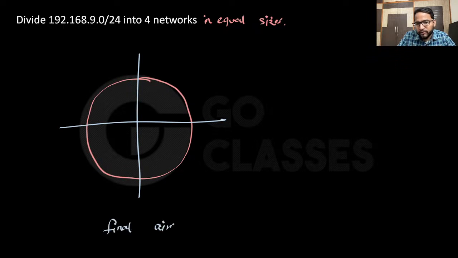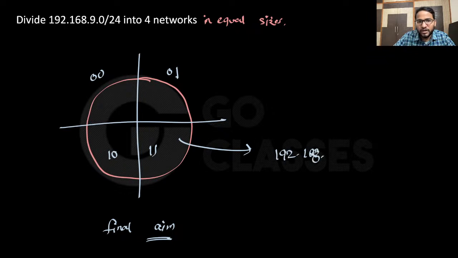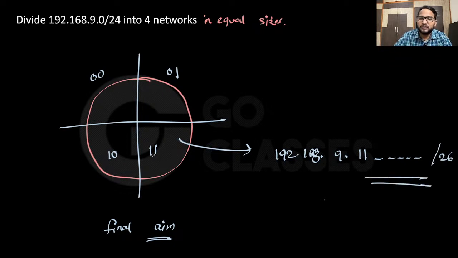Can you do it? Very easily. We can borrow 2 bits, so I can say it is 00, 01, 10, 11. If I talk about it specifically, it is 192.168.9.11, and these bits are free, and then /26. This will be the network address of this particular network. Similarly, you can write the network address for every one. That's how you can easily divide.